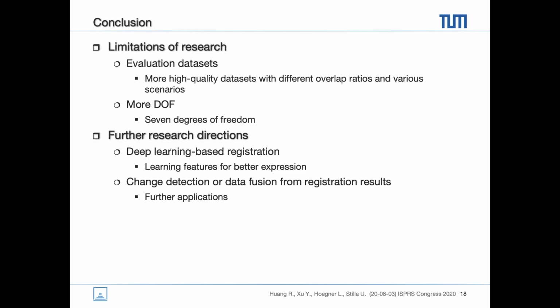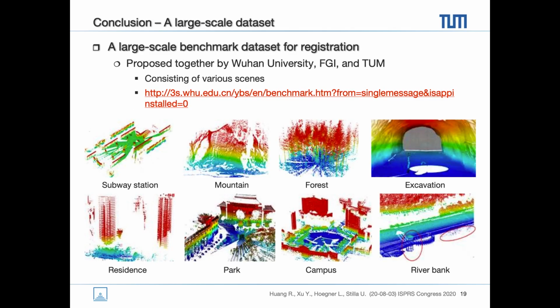Further work can be conducted in several directions. First, deep learning techniques may help in learning features with better expression for registration. What's more, we can conduct further analysis based on the registration results, such as change detection and data fusion. Last but not least, there is a newly published large-scale benchmark dataset for registration, which was proposed under the cooperation of Wuhan University, FGI, and TUM. This dataset covers various scenarios. It can be a valuable data source for the task of registration, and here is the link for the benchmark dataset.